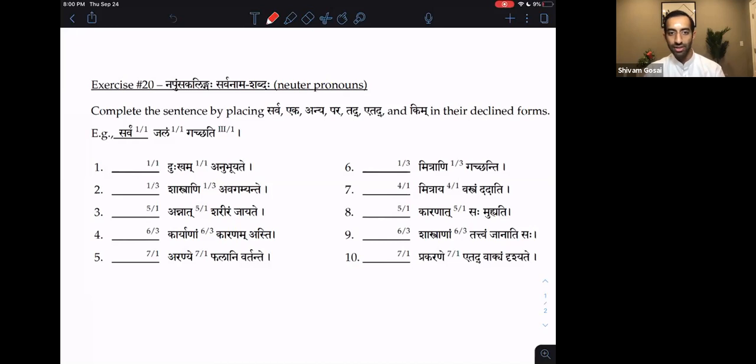Let's look at number 3, for time's sake. Blank annat shariram jayate. So it's like sarva, which is sarvasmat, so it's going to be tasmat. Tasmat annat shariram jayate. So the body is born from that food. Fifth case, from that.